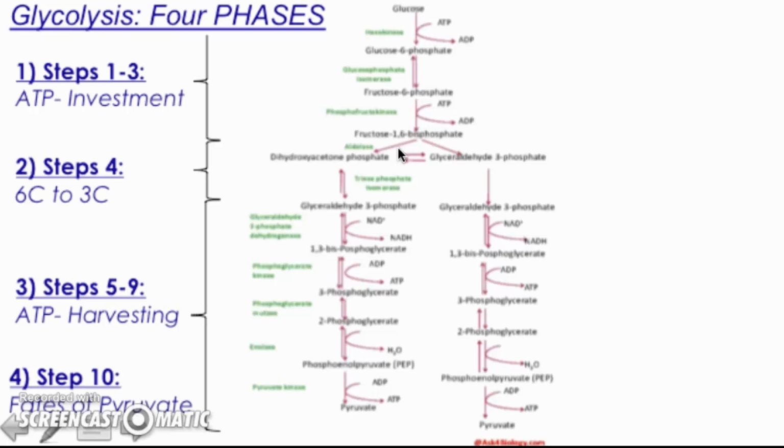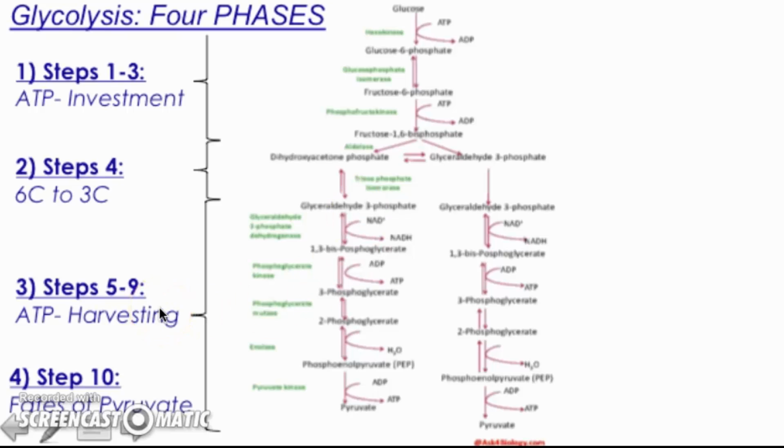The second phase of glycolysis includes step 4. This phase includes the conversion of 1 6-carbon compound, which is this fructose 1,6-bisphosphate, to 2 3-carbon compounds, and essentially it will be an eventual conversion to 2 glyceraldehyde 3-phosphate compounds, which will continue on for the rest of the process.